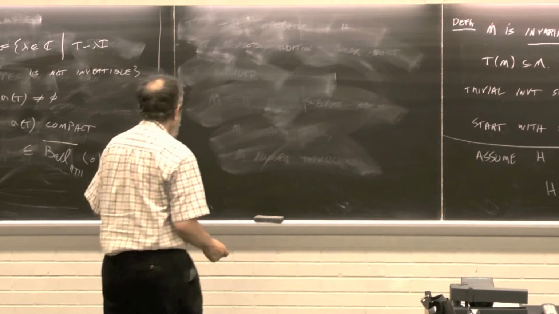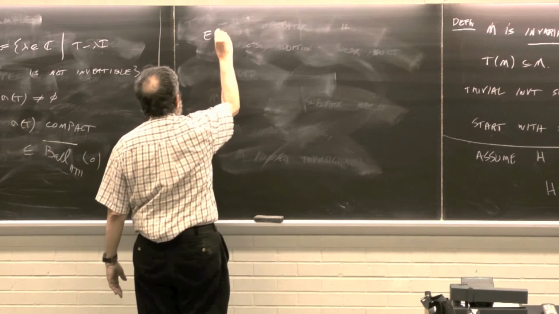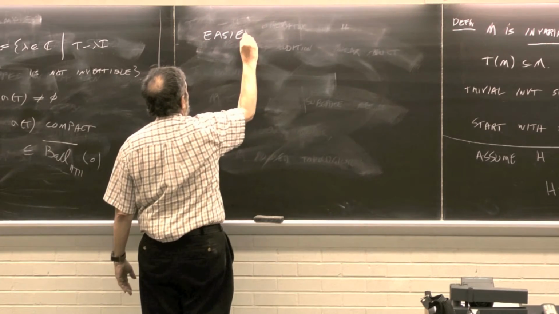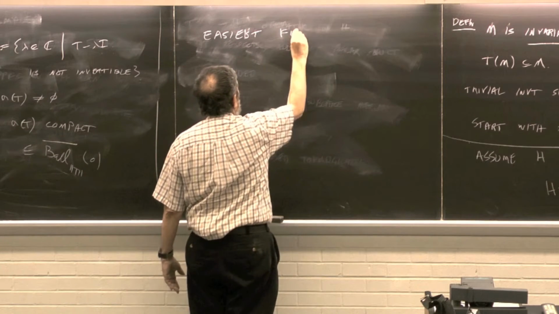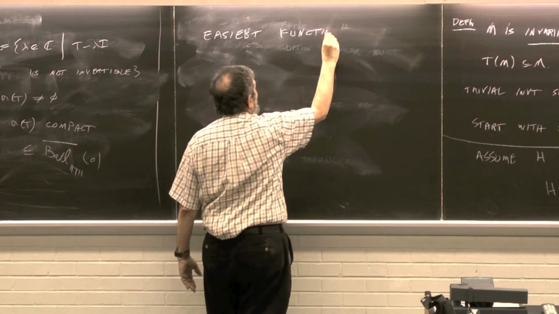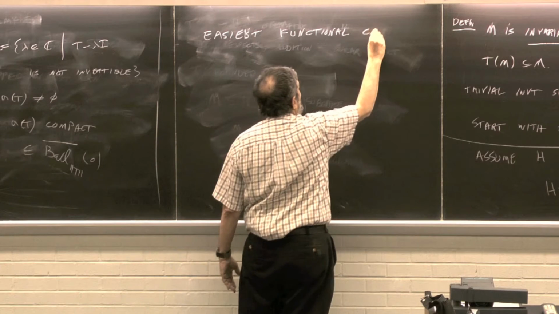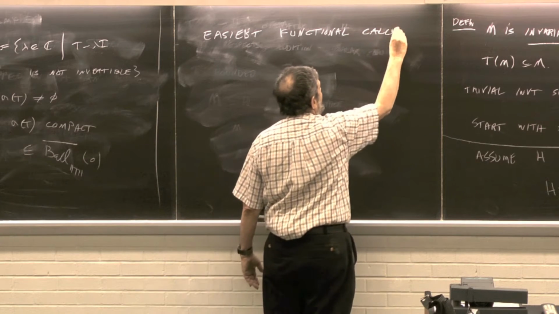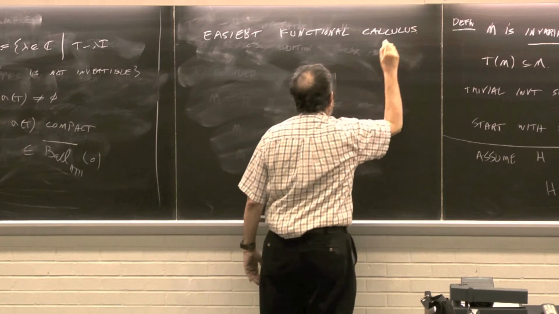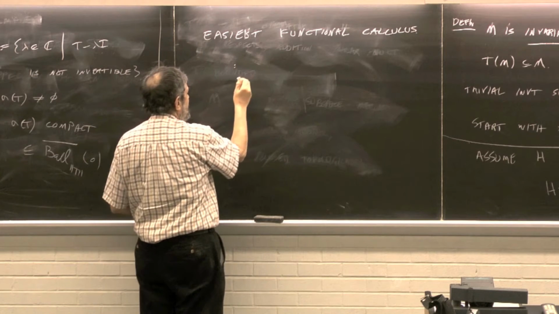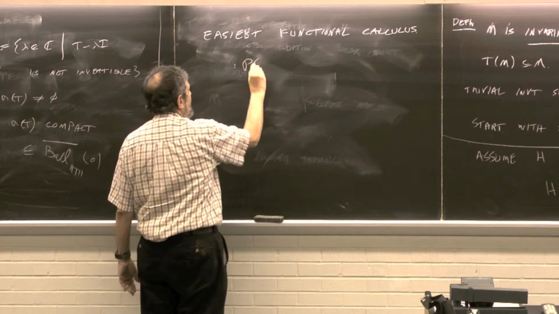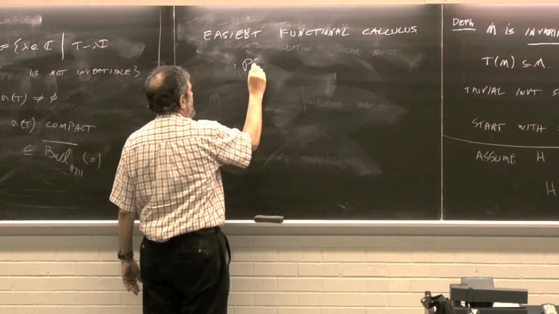So the easiest functional calculus that we have for every operator is defined on the polynomial functions, let's say.